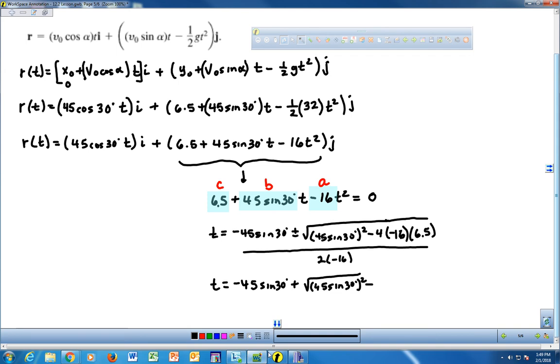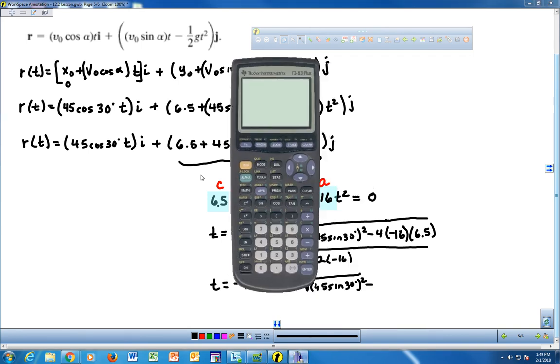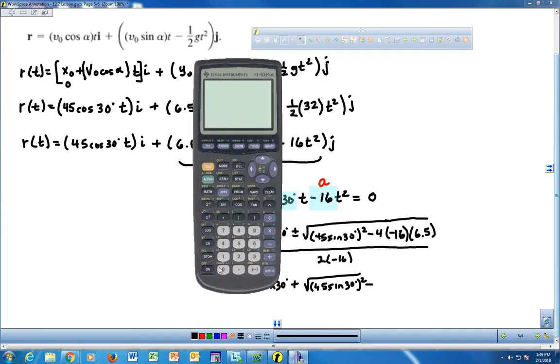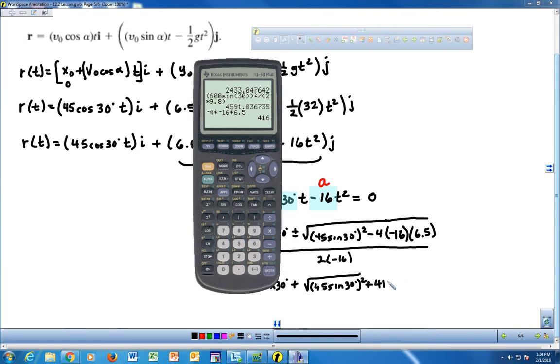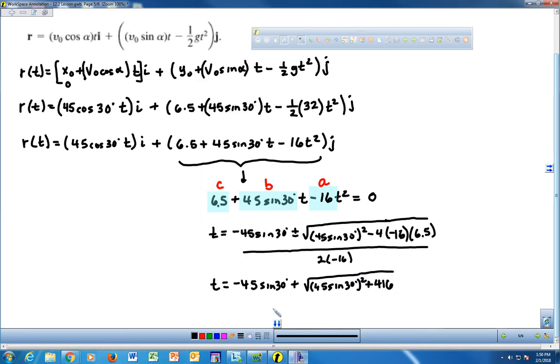Right here I can just simplify that part to make it simpler. That's minus 4 times negative 16 times 6.5. 6.5 is going to give us 416. But it's positive, so it will be plus 416. Okay. Everything divided by negative 32.